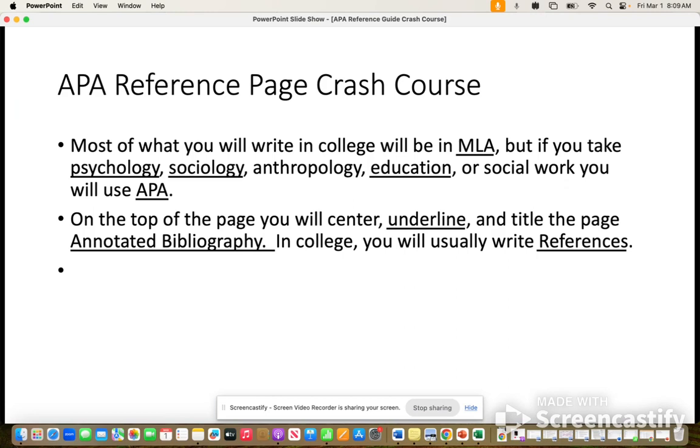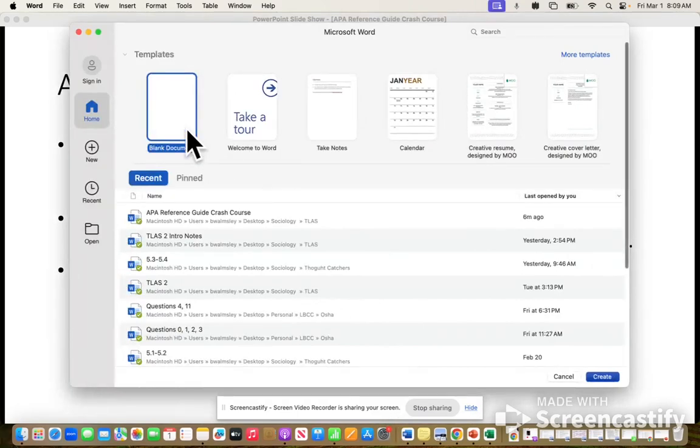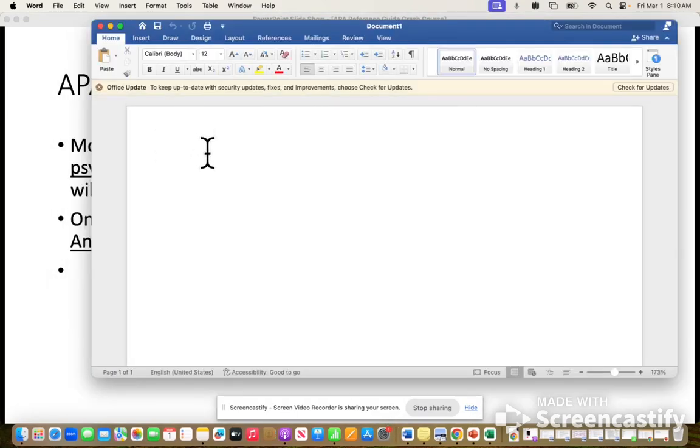So on the top of your page, you will center, underline, and title the page Annotated Bibliography. In college, you'll use your right references. Let me show you how this could look. It's a blank document. You would center, underline. Usually you do this at the end of a paper. You have your reference page, so you'd write references.